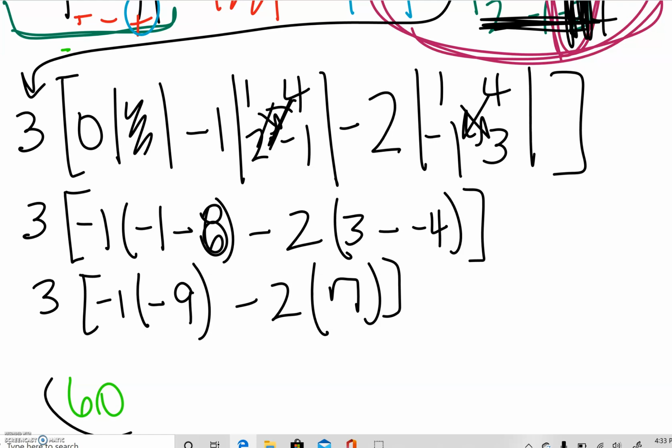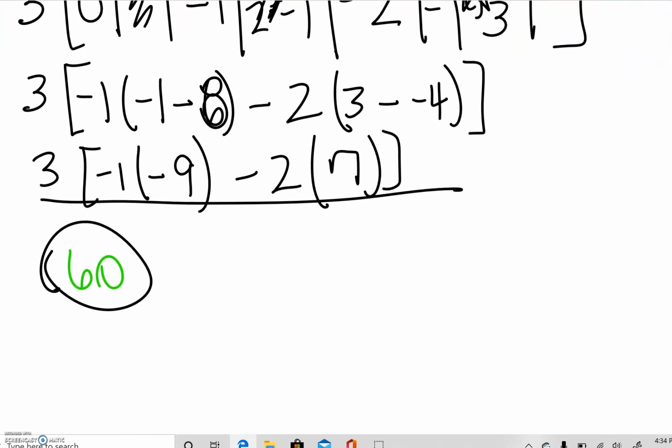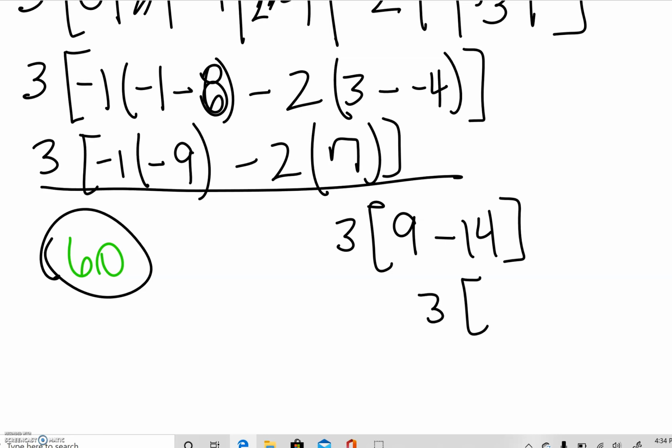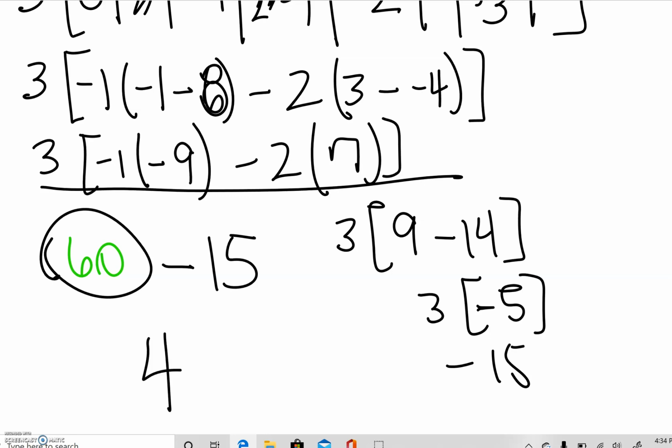All right, this is the 60 we got earlier. Okay, so this goes behind it. And that's going to give me, let's see here, 3. That'd be 9 minus 14. That'd be 3 times negative, what, 5? So that'd be negative 15 or minus 15. So we would do 60 minus 15. So our final answer is 45.